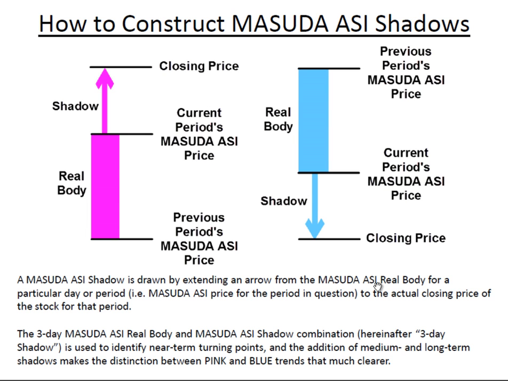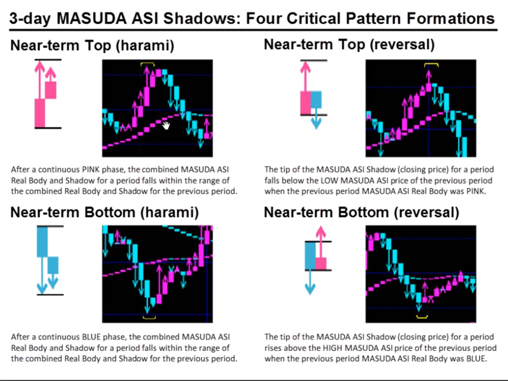Just before we go on, this is the first of 2 lessons on Masuda Ashi shadows. The second lesson will focus more on the 4 critical patterns that we have, and there's only 4, it's not very complicated, in identifying near-term tops, and there are 2 ways we do that, with the harami and a reversal. So these are basically a bearish harami and a bearish reversal, meaning that once we've hit a top, we expect the stock price to go down.